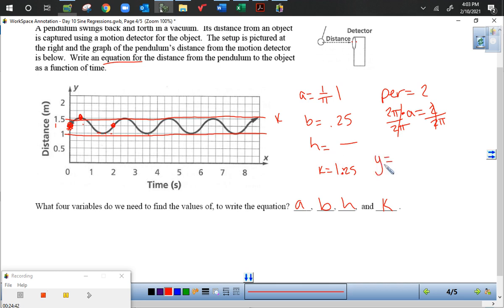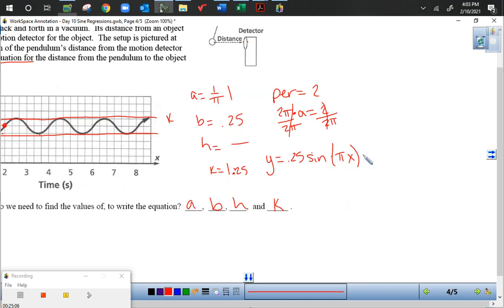So y equals, we're going to use a note card to fill this out. Amplitude comes first, 0.25. We decided sine, so we're using it. Then remember, on the inside, we're doing the reciprocal of A. So I see 1 over pi, I'm going to write pi. Then normally we would put parentheses to put x minus h, but because we don't have one, we'll just put x and close it. And then last thing, we're adding k, which was 1.25 for us. And that's it.